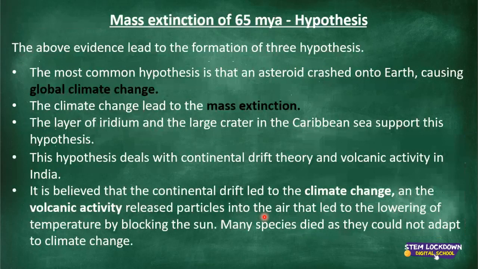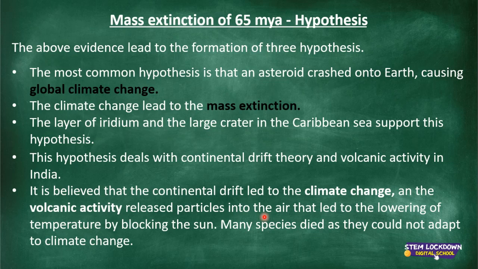So looking at the mass extinction of 65 million years ago, scientists made a hypothesis. What is a hypothesis? You guys are doing experiments. You did experiments and you know what a hypothesis is. So scientists came up with three proposed explanations for this mass extinction, because they had limited evidence as a starting point for their investigation.